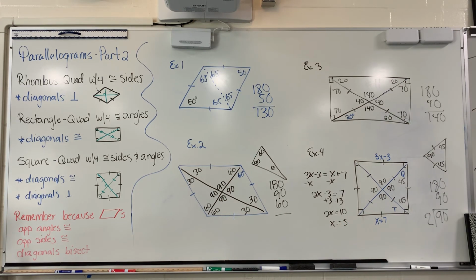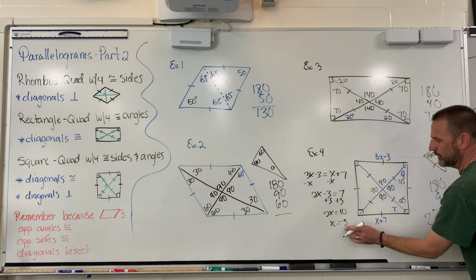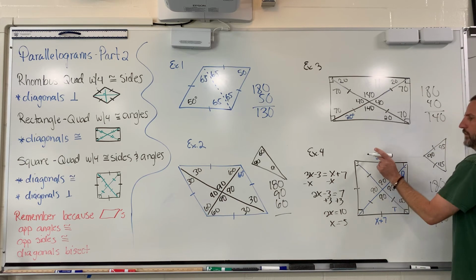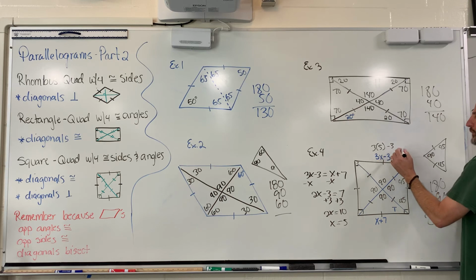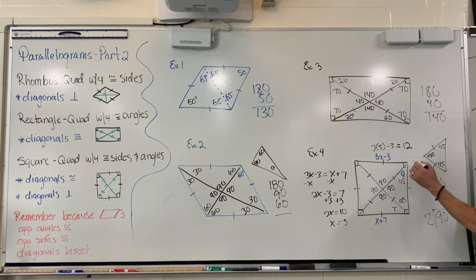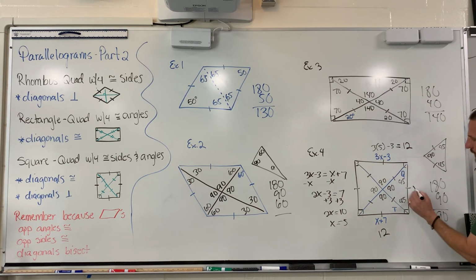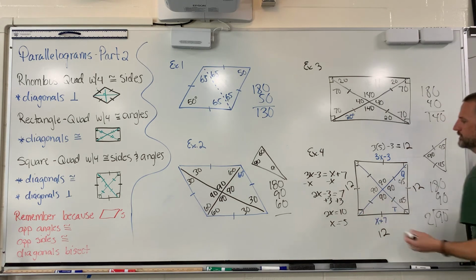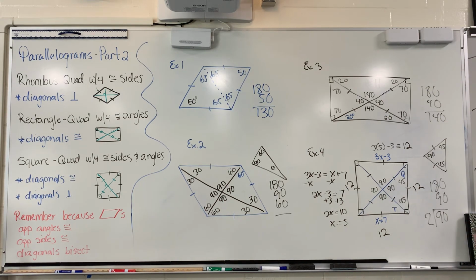Don't forget to always plug your answer in. So if I know that this is 5, 3 times 5 is 15. Take away 3. This is 12, which means this is 12, this is 12, and this is 12. So we take one thing, plug it in, and we get everything.